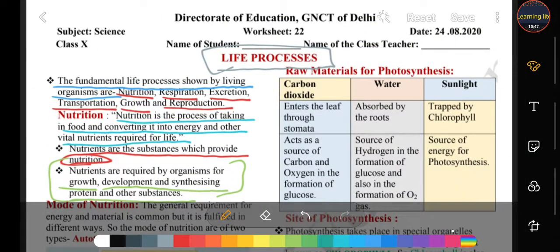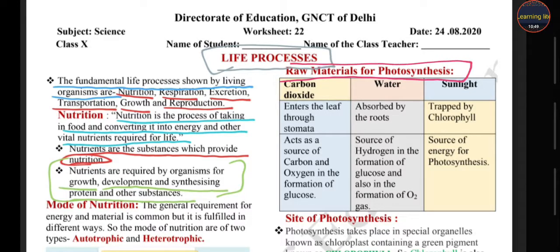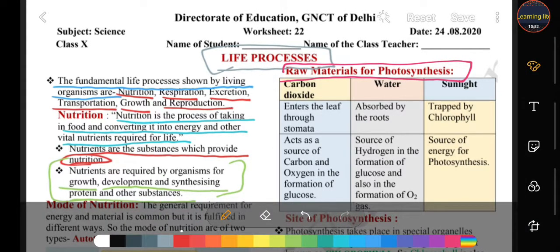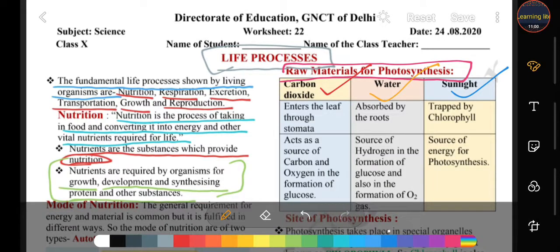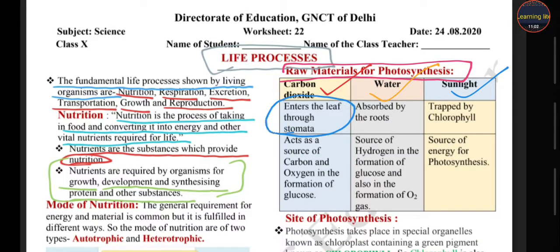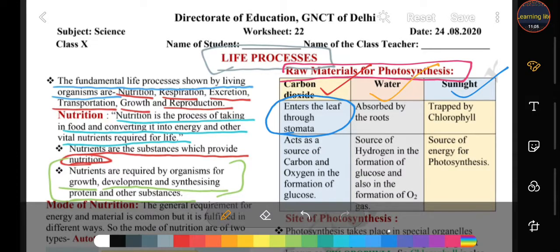What are the raw materials of photosynthesis? So, student, there are mainly three raw materials given for photosynthesis: carbon dioxide, water, and the last one is our sunlight. What is the function of carbon dioxide? Student, carbon dioxide enters the leaf through the stomata. What are stomata? These are the tiny pores present on the leaf surface. Like our lungs filter the gases, they help in the gaseous exchange. In a similar way, stomata are the lungs of the plant. They help in the gaseous exchange, taking in carbon dioxide and leaving oxygen.